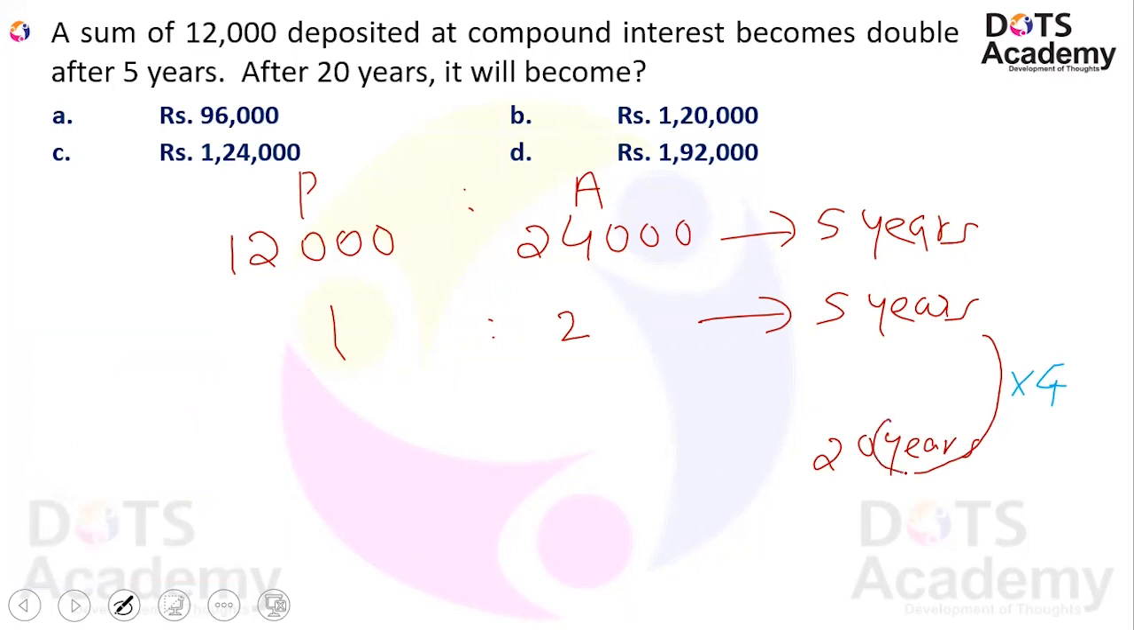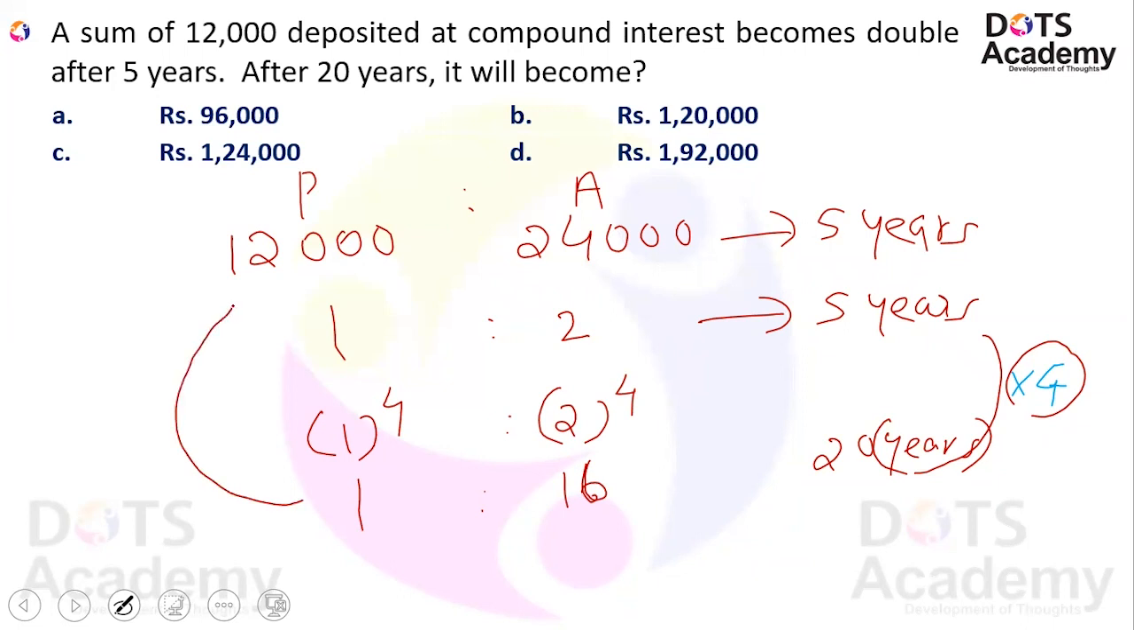with our shortcut, we can directly find out the ratio of principal to amount after 20 years, which is equal to 1 raised to 4 is to 2 raised to 4. That is 5 into 4 is equal to 20. Therefore, we can take 1 raised to 4 is to 2 raised to 4 as the ratio of principal to amount after 20 years. That is equal to 1 is to 16. As we know, the principal remains constant throughout the cases. Therefore, 1 ratio is equal to 12,000. Therefore, 16 ratio is equal to 16 into 12,000.